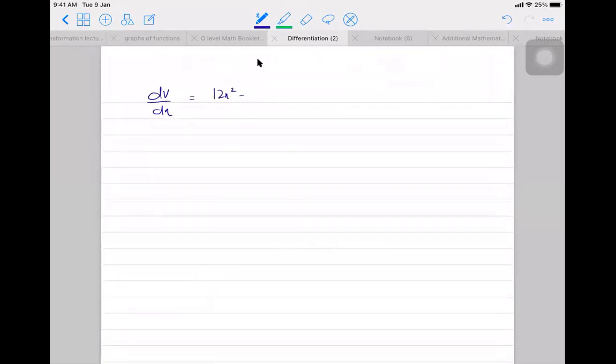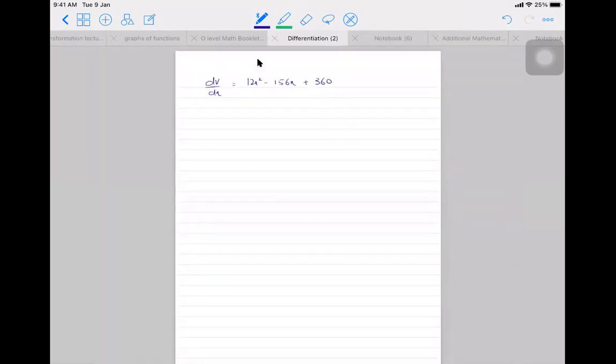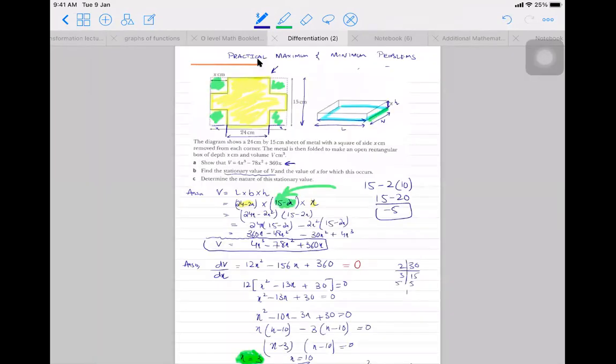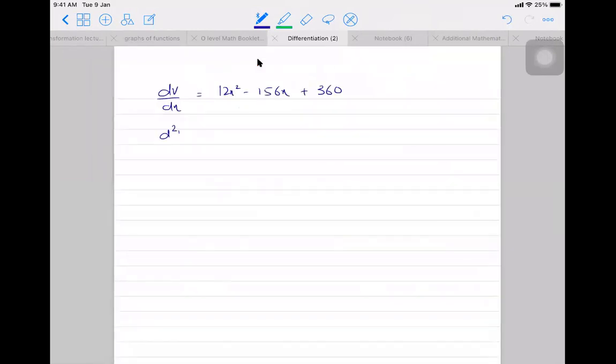12x squared minus 156x plus 360. Now I'm going to differentiate this again. So the result is 24x minus 156. Now we are trying to find the nature of the value at x equals 3. So if I plug in 3 over here, would you agree that it is going to result in a negative value?